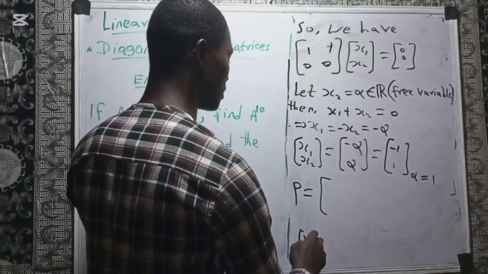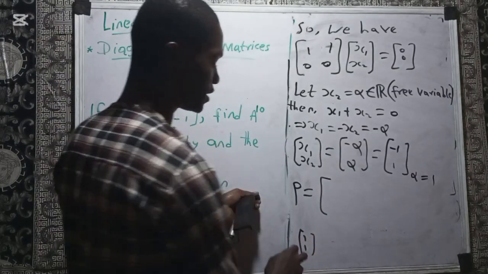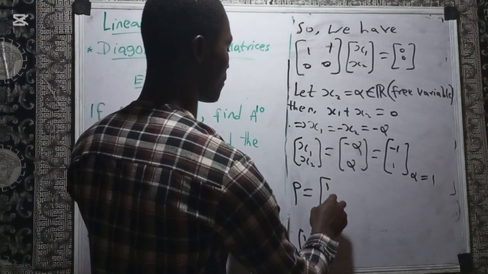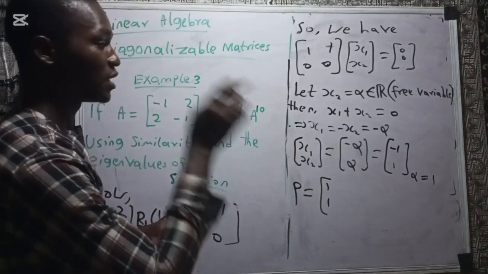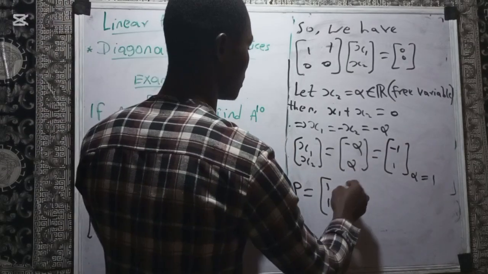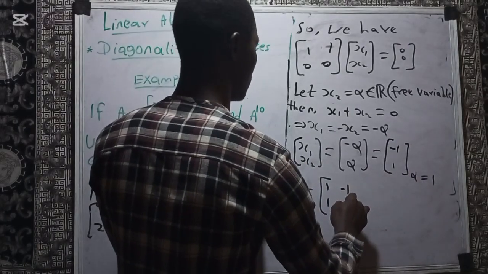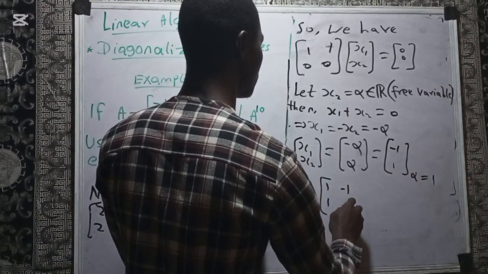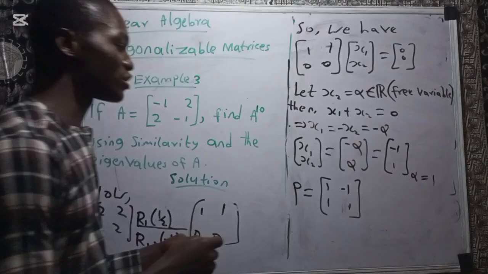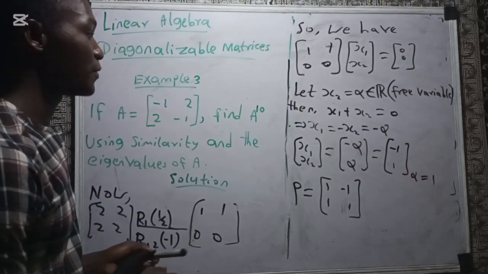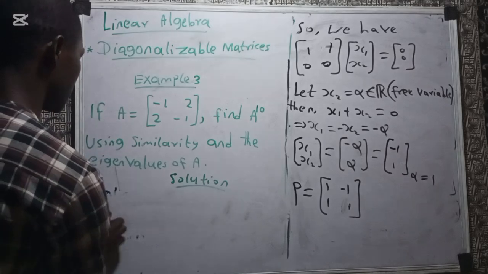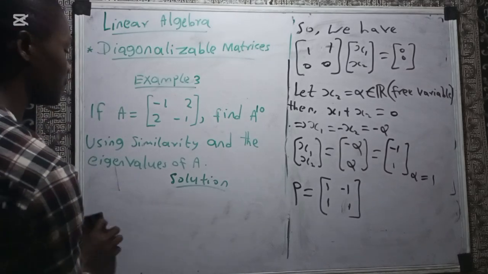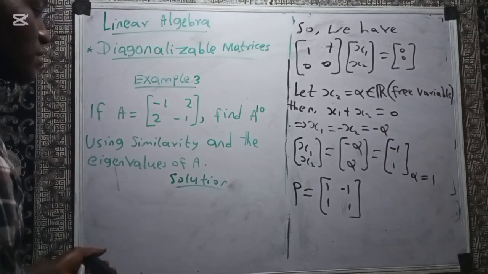We got it to be this, right? This vector. So I have 1, 1. For lambda equals negative 3, this is what we got. This vector. This is what we got. So with this, we have gotten our matrix P, right? So the next thing we are going to do is we are going to get P inverse. Let's get P inverse.